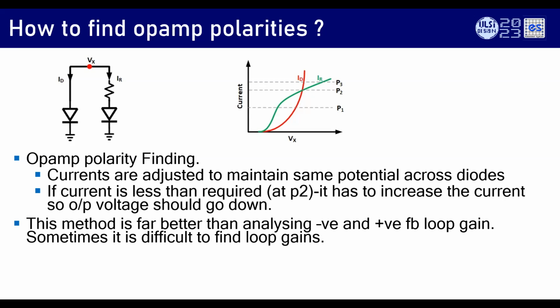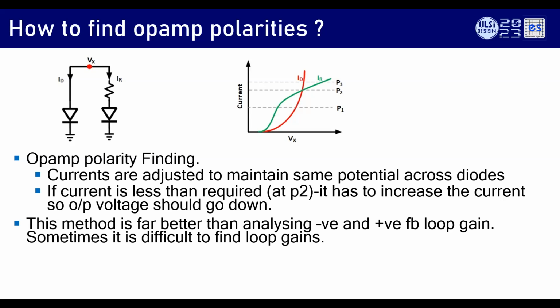And ID is the current going into the diode that has an exponential nature. So that is the red curve that we show here. IR is the green curve that has an exponential which is degenerated with a resistor. So that's why that curve goes here. And it has two stable points. Wherever the two currents are equal, it's a stable point. For now, let's ignore the 0, 0.